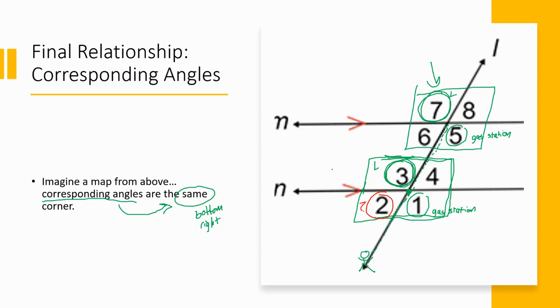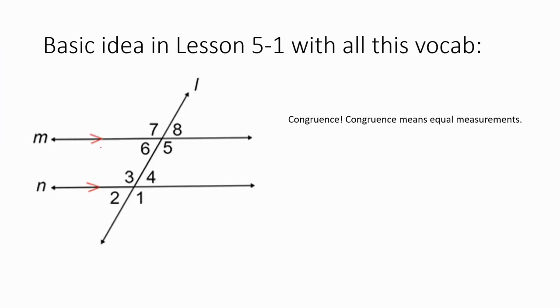What's its corresponding partner? You should have said angle 6 because it is in the bottom left, and it's in the bottom left of the other group of angles. So those are corresponding angles. Now, why is this all important? These are all just different vocab ideas that have to do with congruence. Congruence means this equal measurement.